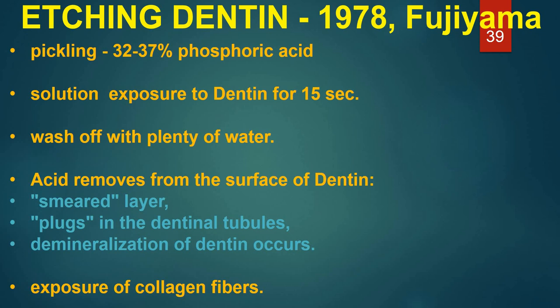Etching dentin. 1978, Fusayama. Etching with 32 or 37% phosphoric acid solution is applied to dentin for 15 seconds. Wash off with plenty of water.